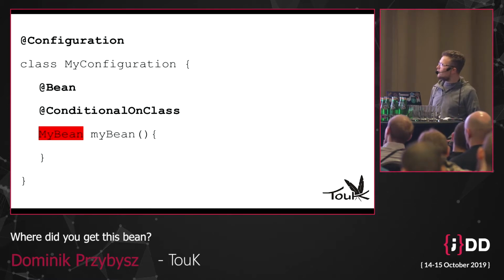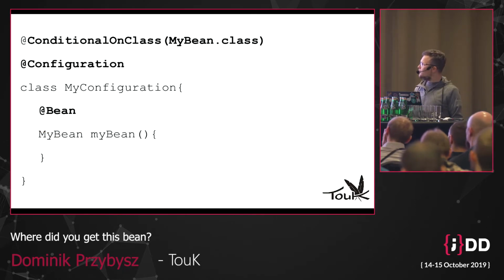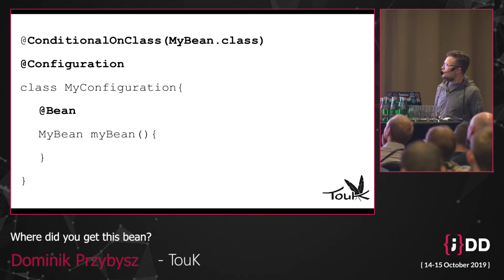And to make it work, we should put the conditional on class on our configuration. And at this moment, Spring will check, okay, the whole configuration shouldn't be parsed because we don't have myBean on our class path. So myBean, which is the result of the method annotated by bean, doesn't concern us.